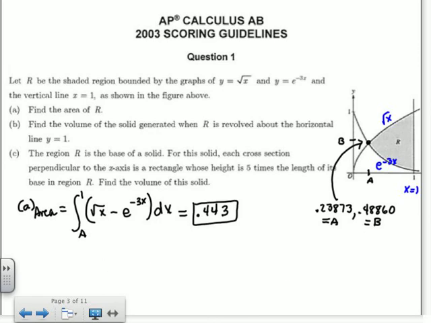Okay, for part B. Part B says, find the volume of the solid generated when R is revolved around the horizontal line y equals 1. So y equals 1 is up here.